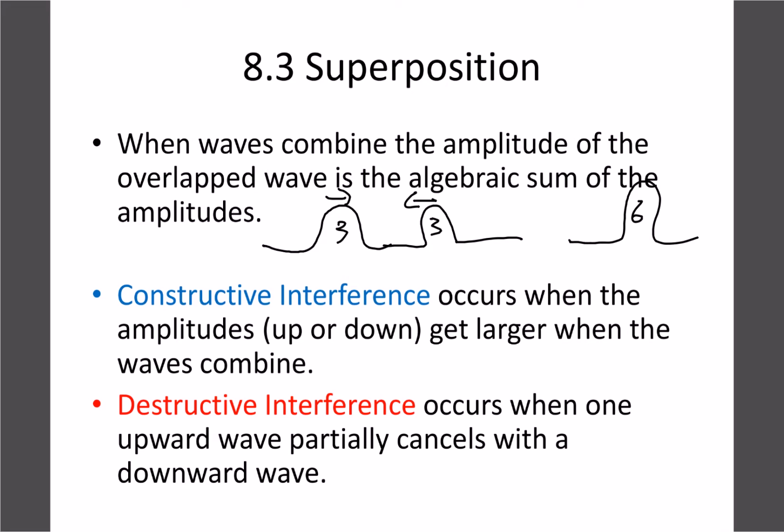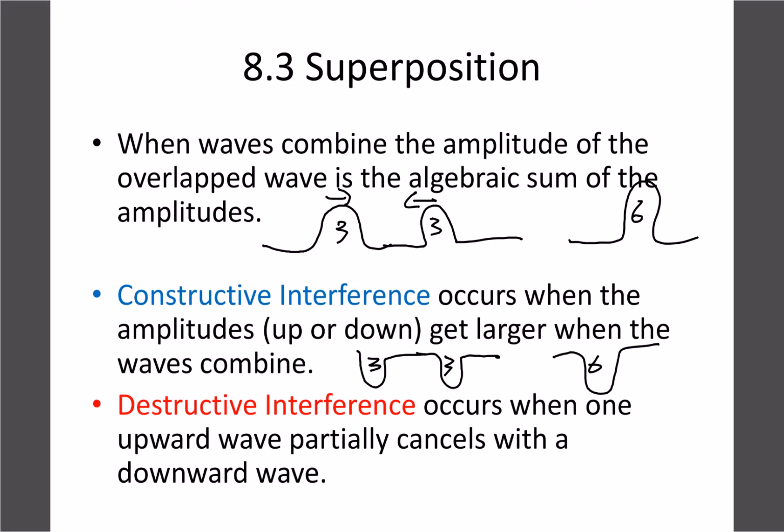So there's two different types. The first is constructive interference, and that basically means exactly what I just showed you, when our two amplitudes get larger when the waves combine. It can happen upwards like I drew it, or it could happen downwards. I could have two waves of 3, like two troughs, combining and making a bigger trough of 6. That's also constructive. So the individual waves combine to get larger.